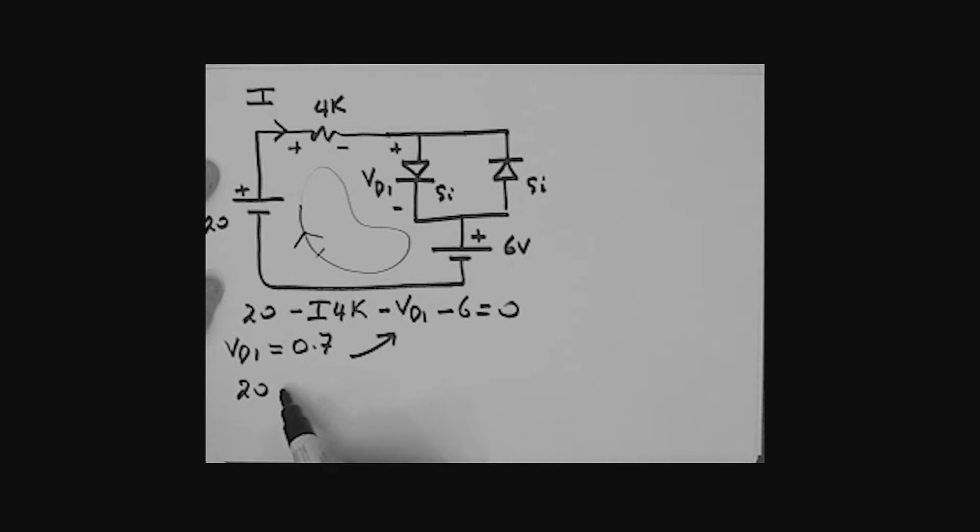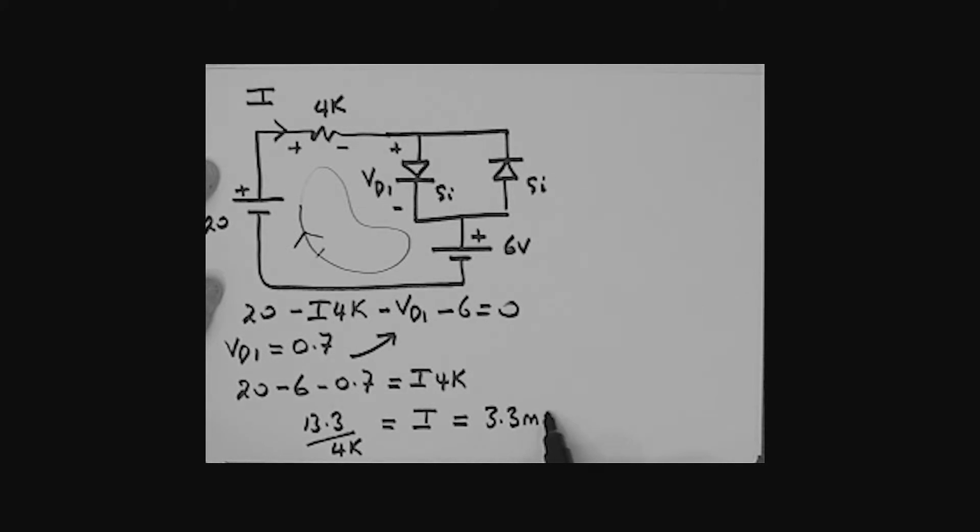So we've got 20 minus what? The 6. And then this one here minus the 0.7, okay, take that guy to the other side, is all equal to I times 4K. So collecting these guys, 20 minus 6 is 14, minus 0.7 gives me 13.3, and then divide both sides by 4K, gives me the current I. Once again, if I care to work that out, 13.3 divided by 4K is approximately 3.3 milliamps.